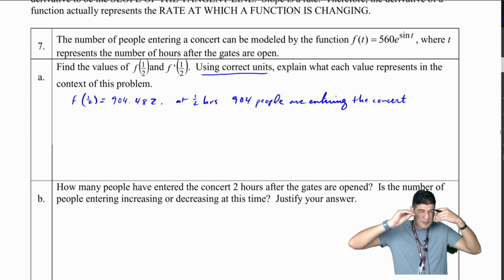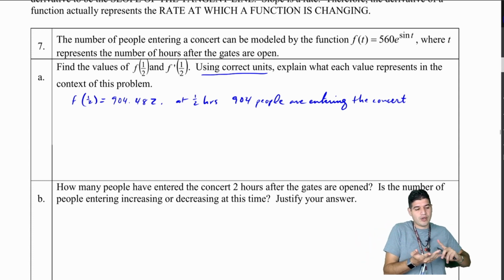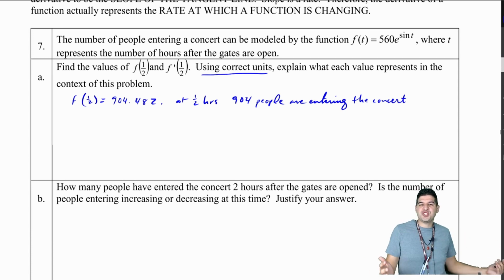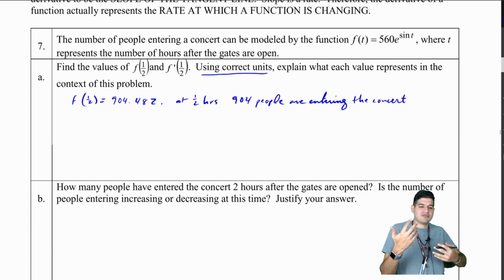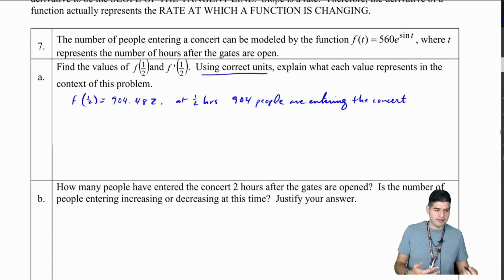And since we're talking about people, you want to be very specific that yes, we got 904.482, but you can't have 0.482 of a person. So you do want to round that. Sometimes you can round it down, you can round it up to 904, 905. It doesn't really matter in this case, but just be clear that at 1/2 hours or at 30 minutes after opening, 904 people are entering the concert.